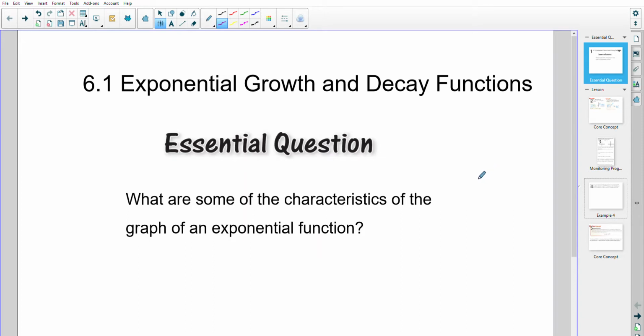6.1 exponential growth and decay functions. What are some of the characteristics of the graphs, and what are the general forms, including compound interest?